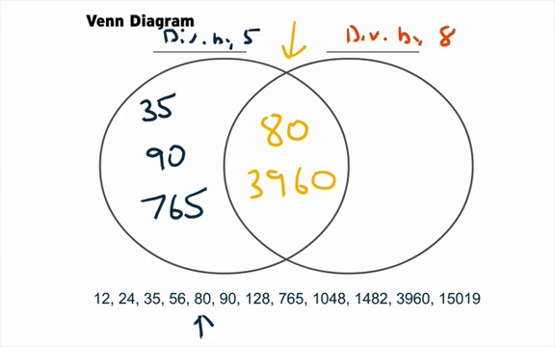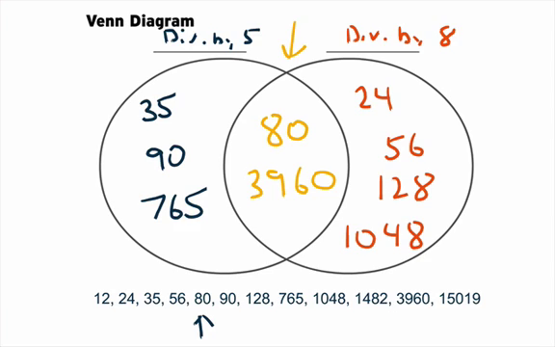3,960. Now, are there any numbers that are just divisible by 8? And the answer is yes. If we follow the rules for 8, we would discover 24 is just divisible by 8, but not by 5. 56, 128, and 1,048. So again, the left-hand side is divisible by 5, the middle is divisible by both, and the orange represents divisible only by 8, not by 5.